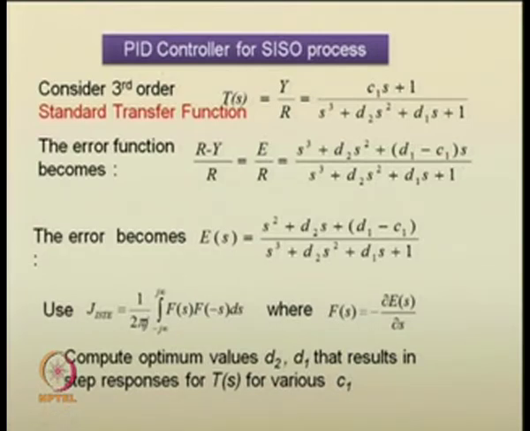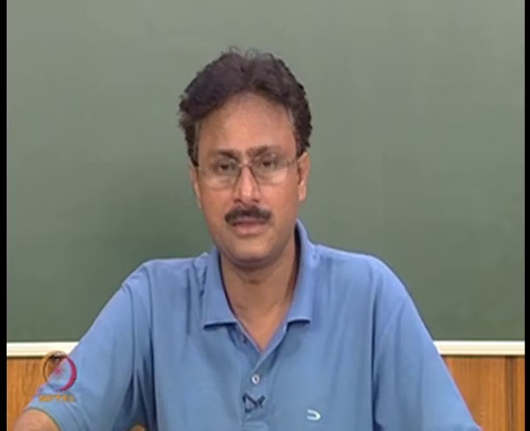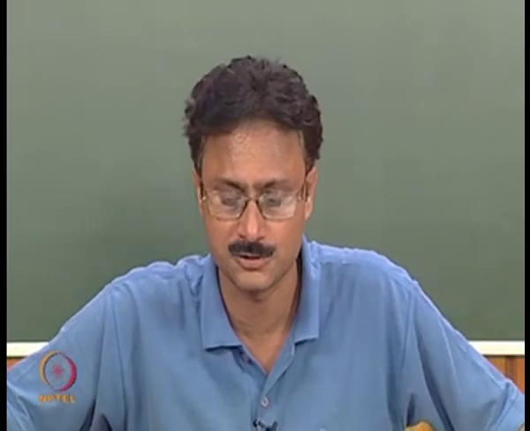Consider a third order transfer function which can be given in the form of T(s) = Y(s)/R(s) = (C1 s + 1)/(s^3 + d2 s^2 + d1 s + 1). This is called a standard transfer function, because we have seen that with appropriate d2 and d1 and a choice of C1, this closed loop transfer function gives us quite satisfactory time responses, what we wish to have from a closed loop control system.